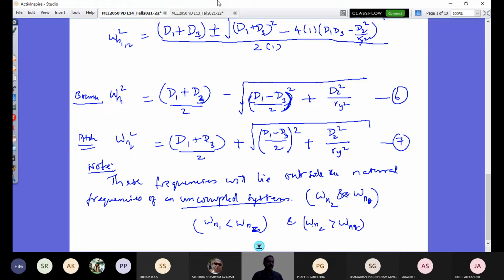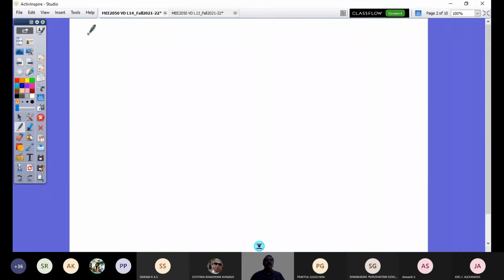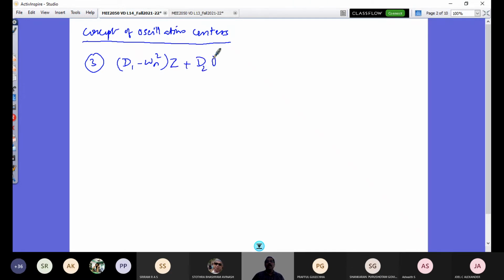By substituting, you can verify these conditions are satisfied. So now let us move on to an important aspect called the concept of oscillation centers. What do you mean by the concept of oscillation center? This is very interesting; again we'll get it from equation number 3. What is equation 3? It is D1 minus omega n square into Z plus D2 theta, where these are amplitudes, big Z and big theta, equal to 0. So I would be able to write the amplitude ratios. The concept of oscillation center comes from the amplitude ratio.